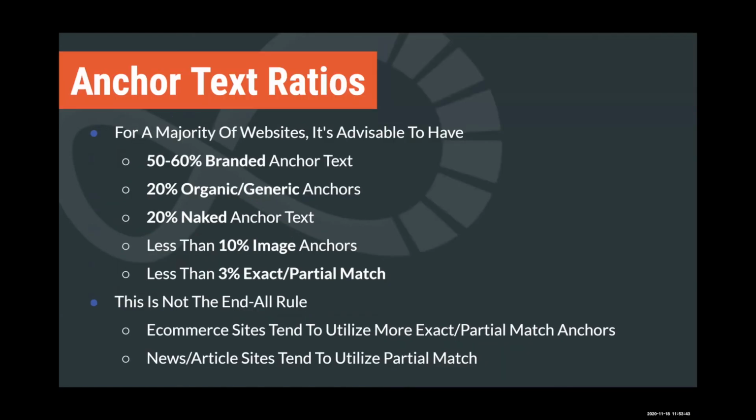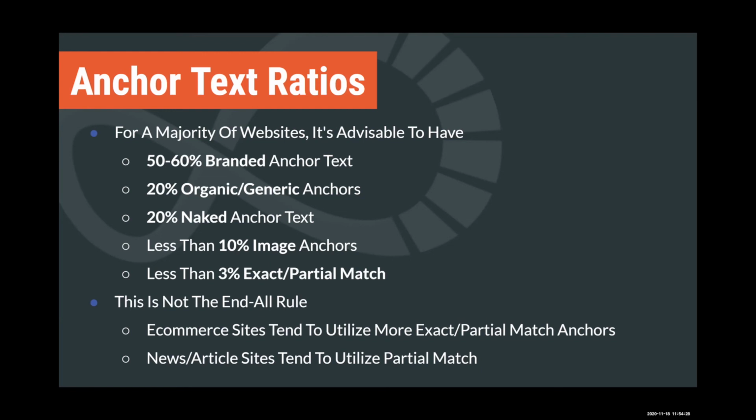All right, so the ratios that I mentioned, again, don't take this as an absolute, but these do provide some ranges that you want to try to make sure that you're within. For most websites, we found that this is the best practice. It's advisable to have this breakdown of the types of anchor text. You want the majority to be branded anchor text, your actual company name. And it should be a pretty even split between organic and naked anchor text. About 20% of each is ideal. Less than 10% should probably be images. And then the lowest percentage you want to focus on would be exact or partial match.